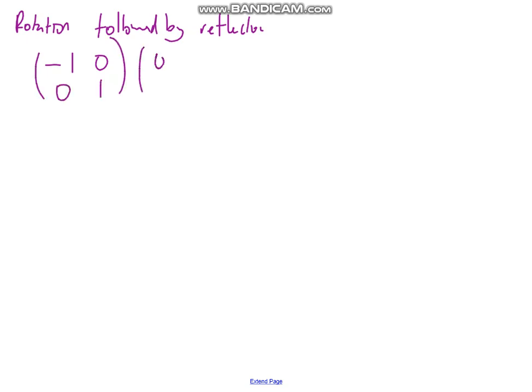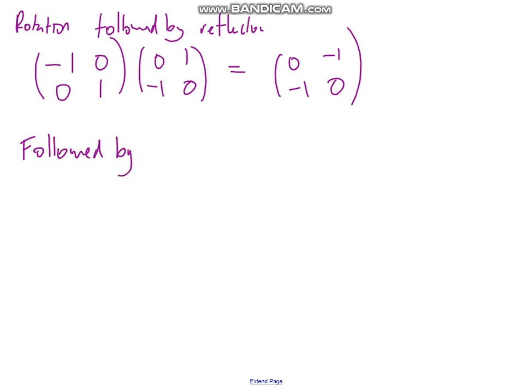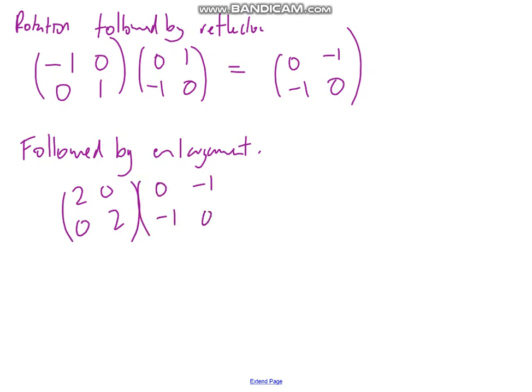The rotation is going to happen first, and that's going to be followed by the reflection. So that's going to be minus 1, 0, 0, 1 multiplied by 0, 1, minus 1, 0, and that comes to 0, minus 1, minus 1, 0. Then we're going to follow that by the enlargement, so it's a left multiplication: 2, 0, 0, 2 multiplied by what we just got above, 0, minus 1, minus 1, 0, which works out to be 0, minus 2, minus 2, 0. Obviously it does because it's just doubling the identity matrix, so we just double the values.